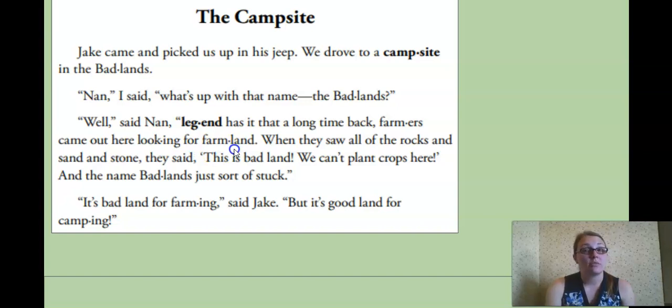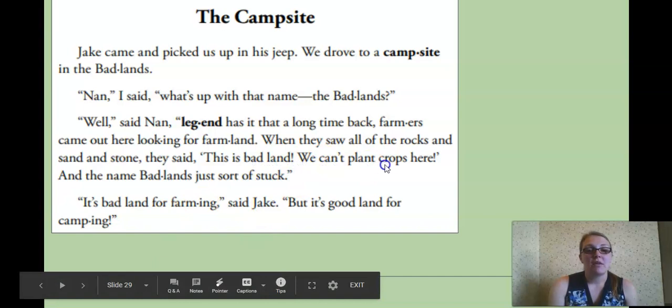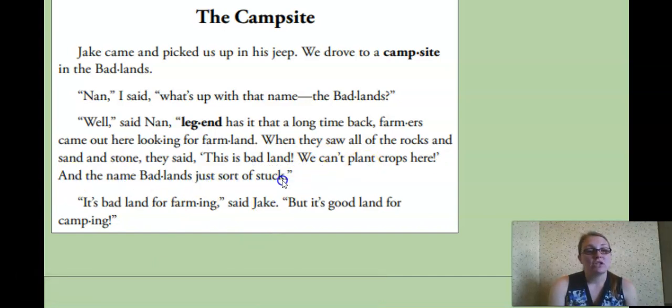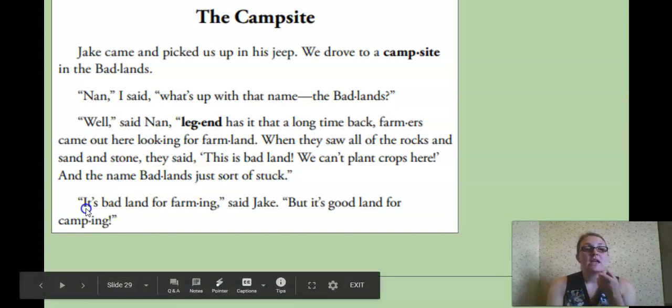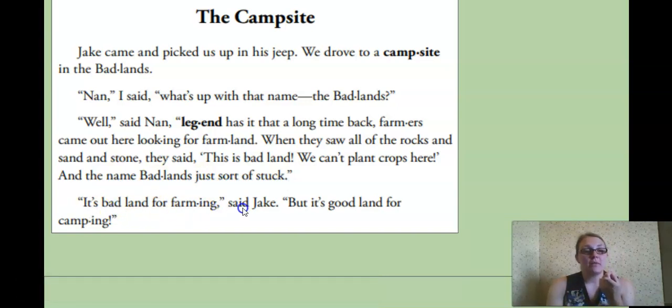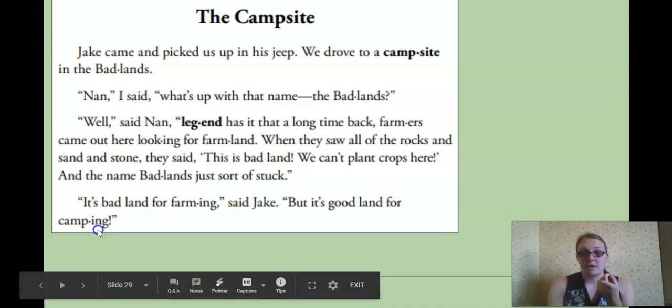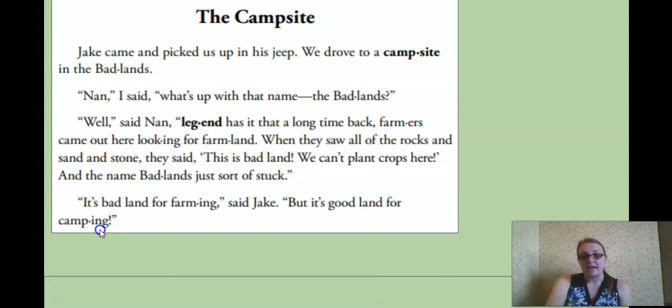So they were looking for a place to farm. When they saw all of the rocks and sand and stone, they said, this is bad land. We can't plant crops here. And the name Badlands just sort of stuck. It's bad land for farming, said Jake, but it's good land for camping. So Jake and Max and Nan and Kate are all camping in the Badlands.